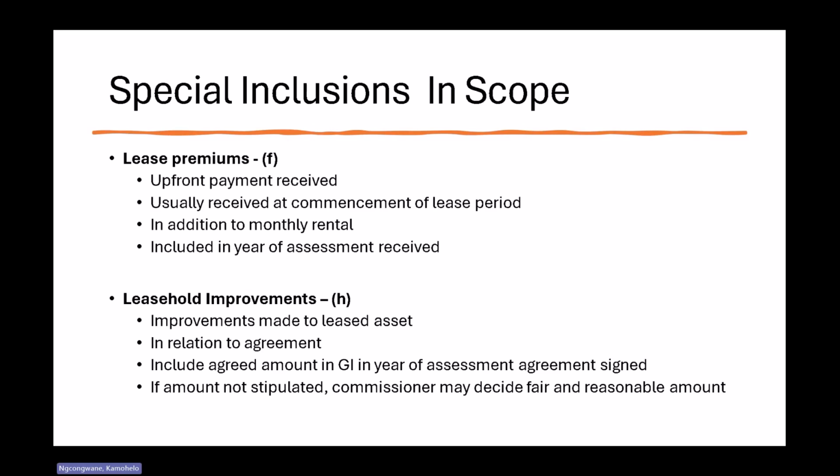So for that company, whatever we agreed we're going to do as part of the lease, they'll get that as a deduction. For the company renting out the property, whatever has been agreed to is included in that company's gross income. But again, it's important that the amount agreed to in the lease is what you're allowed to deduct. If an amount is not agreed to, then the commissioner may decide a fair and reasonable amount, and that amount is what goes into your gross income.